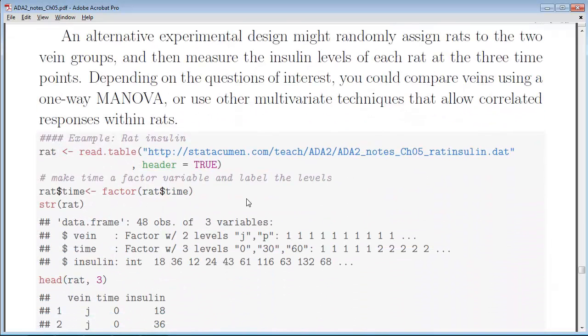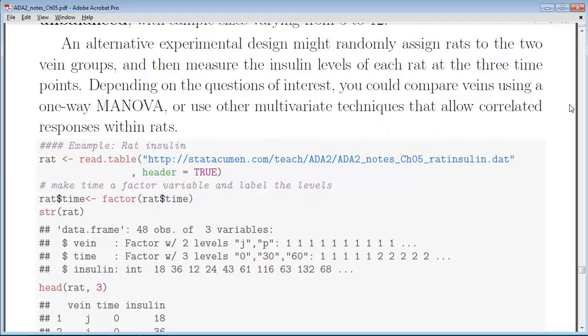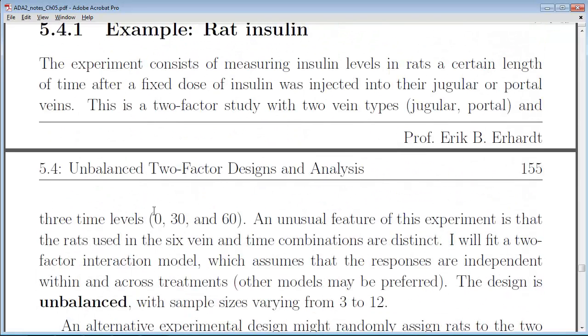All right, let's take a look at the data. We're going to read this off the website, and the times are numeric, but we're going to treat them as factor variables. This is another situation, just as in the battery example beforehand, where we have these times 0, 30, 60. They're numeric. Do we want to treat them as factors, as different categories, or do we want to treat them continuously? We don't necessarily know how the insulin is going to change from time 0, 30 to 60, whether it's going to strictly increase, or decrease, or go up and down.